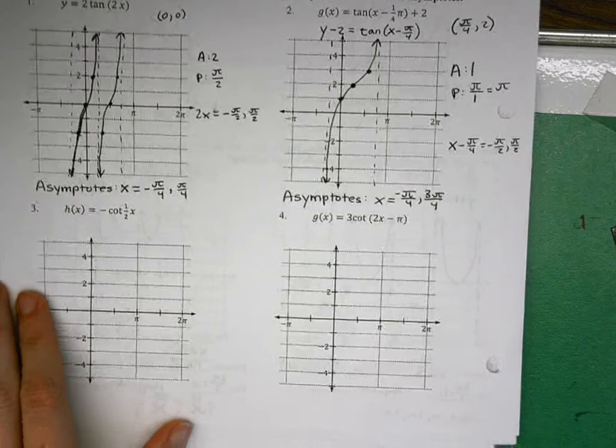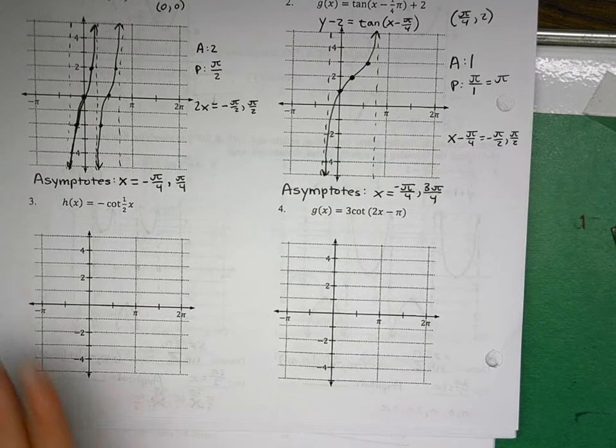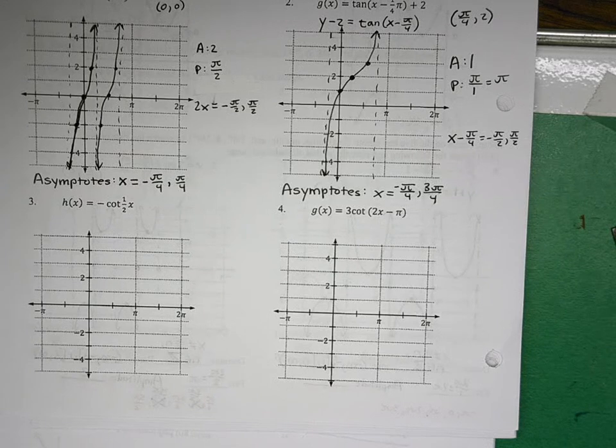Okay, numbers 3 and 4 then. So number 3, again, if you would like to pause the video and do this one on your own, you can. Just make sure you're thinking about the cotangent graph that we talked about earlier. Or maybe watch number 3 and then pause the video and try number 4 on your own.